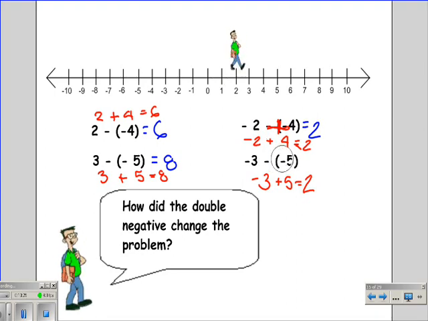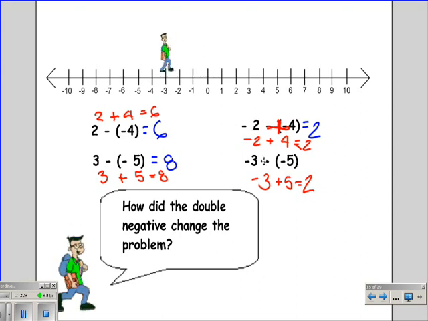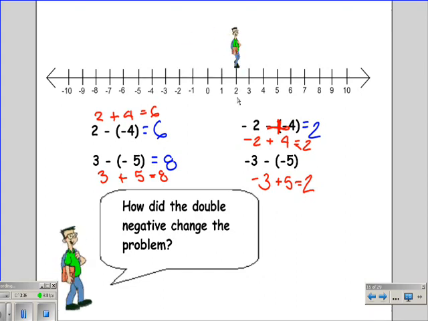So if I get rid of this, go back to my original problem, what it was. I'm going to start at negative 3. Left, right, 5. 1, 2, 3, 4, 5. I end up at 2. And negative 3 to the right 5 is going to be 2 again.